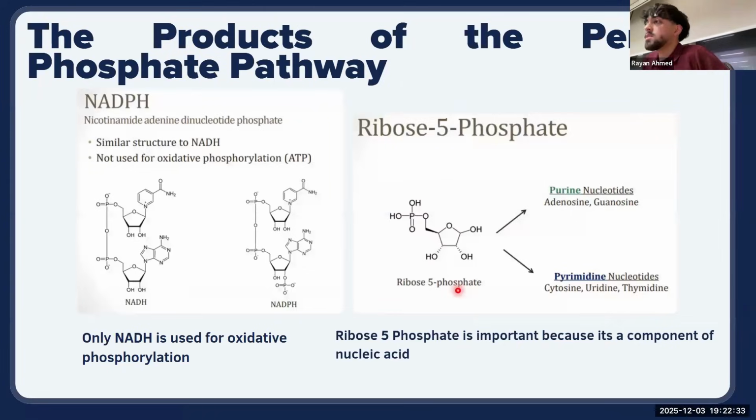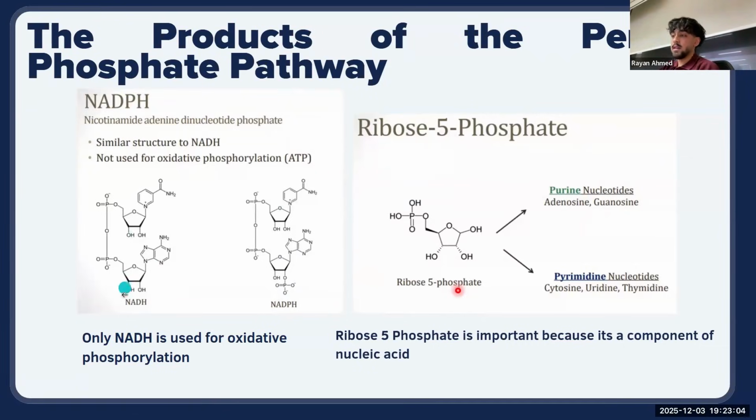Okay, so now we're going to be doing the products of the pentose phosphate pathway. Remember, I said two products that I need you guys to keep in mind: ribose 5-phosphate and NADPH. NADPH has a similar structure to NADH. Please don't get confused between NADH and NADPH. Whenever you think NADPH, please remember the pentose phosphate pathway. Remember all the rate-limiting enzymes. The main one for this one is going to be G6PD, glucose 6-phosphate dehydrogenase.